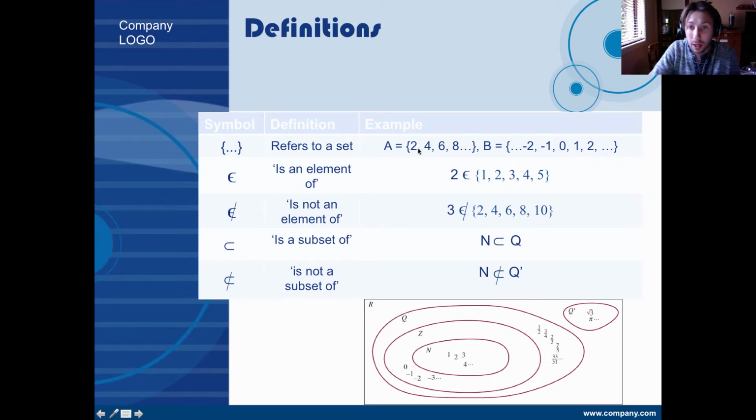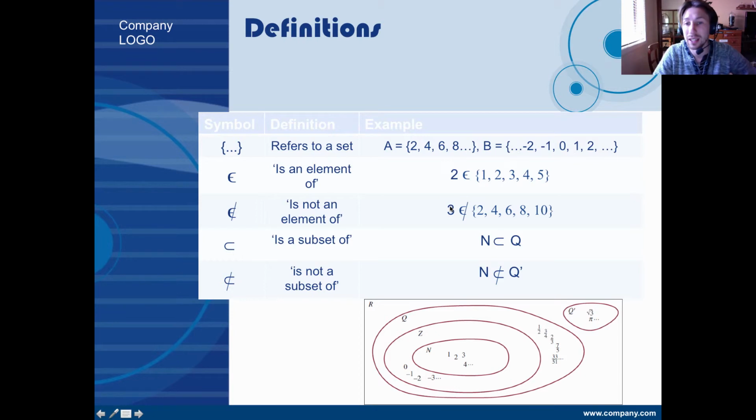So for example, here, 2 is an element of A. And for this one here, you can see that 2 is an element of this set because 2 is in here. An element of B might be negative 100, because here it goes all the way down to negative 100. Alright, for this one, if it's got an element symbol but it's got a line through it, it means it's not an element.